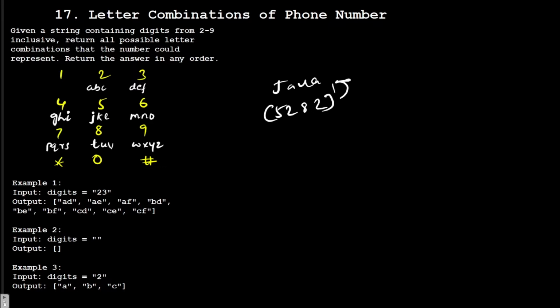So in this problem, we are given a string containing digits from 2 to 9, and we have to return all possible letter combinations that the number could represent. Return the answer in any order. So we are given a string like 2, 3, and using these numbers, how many strings can be created? We have to find that out and return it.